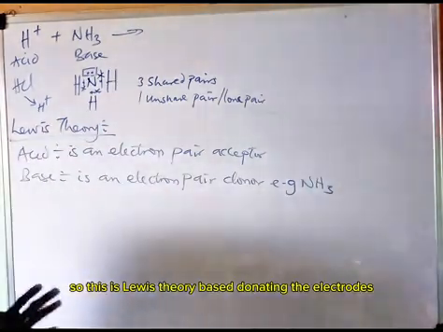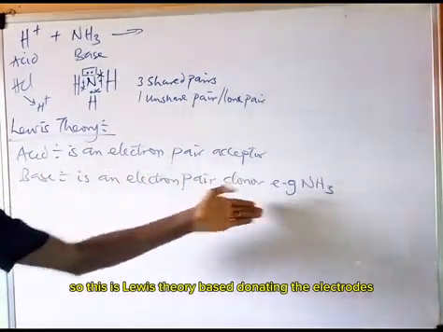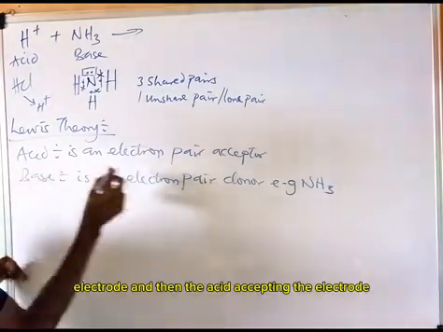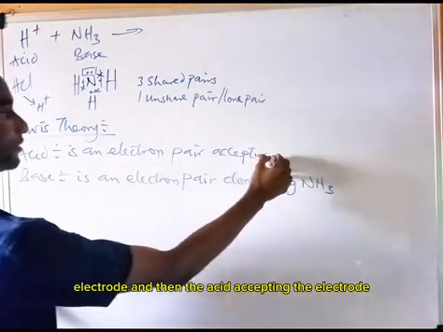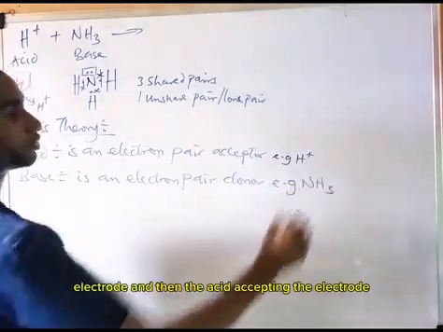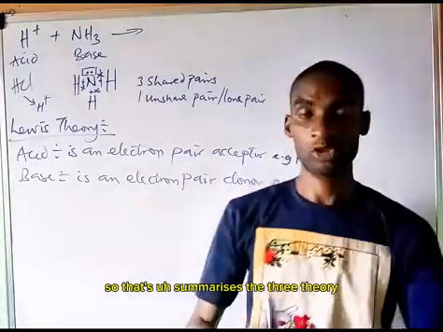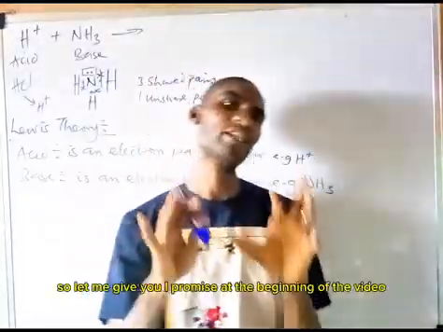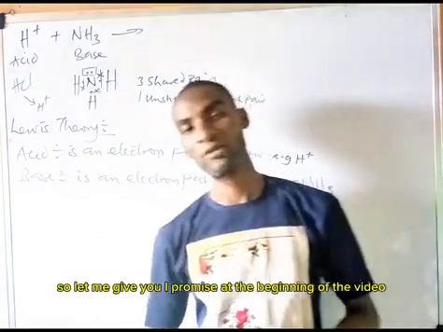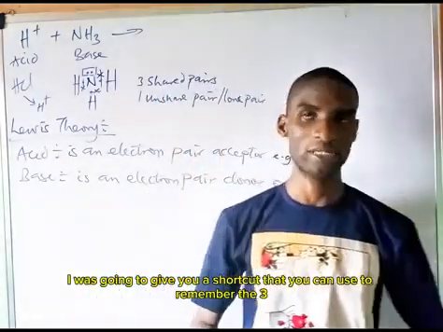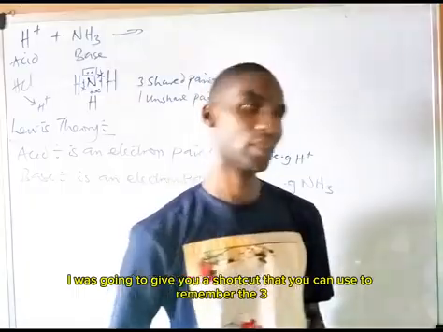So this is Lewis theory, a base donating the electron pair, and then the acid accepting the electron pair. And so that summarizes the three theories. Let me give you, I promised at the beginning of the video, a shortcut that you can use to remember the three theories.